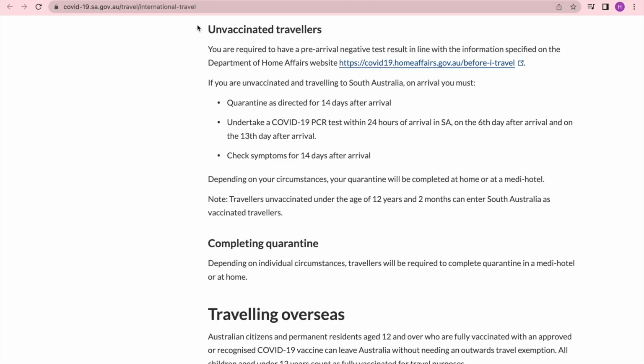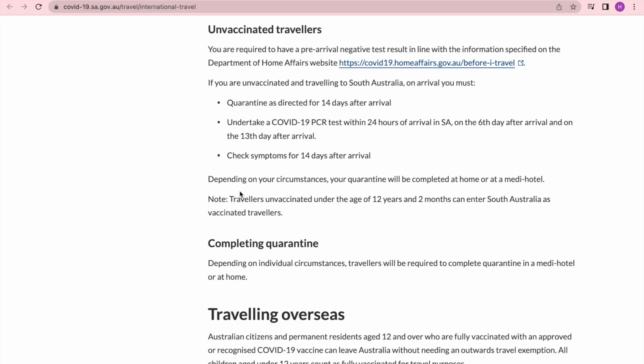Okay, unvaccinated travellers. So you are required to have a pre-arrival negative test result in line with the information specified on the Department of Home Affairs website. And if you are unvaccinated and travelling to South Australia on arrival, you must quarantine as directed for 14 days after arrival, undertake a COVID-19 PCR test within 24 hours of arrival in South Australia, and then on the 6th day after arrival, and then on the 13th day after arrival. And then you need to check your symptoms for 14 days after arrival. Now, depending on your circumstances, your quarantine will be completed at home or at a Medi hotel.